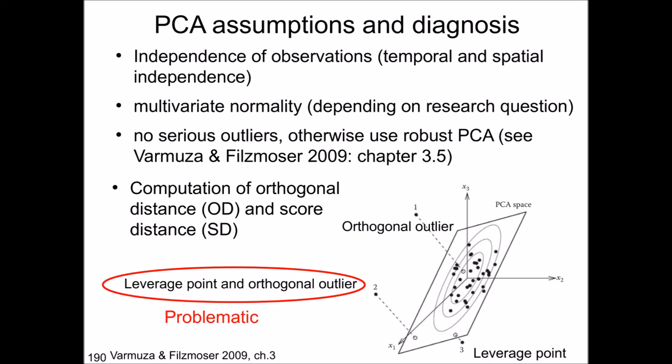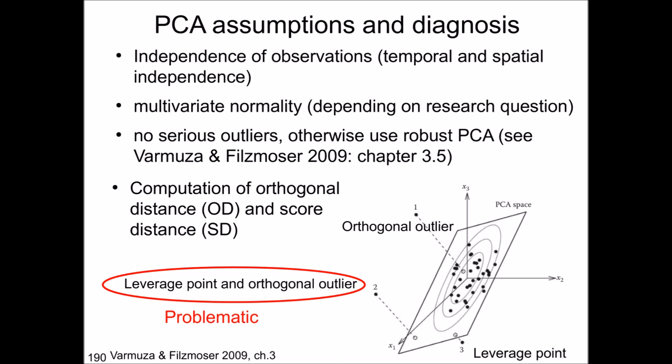In the context of multiple linear regression, we discussed leverage points and outliers from the model. We have something similar in the space of the PCA. On the one hand, we have score distances that are something like leverage points. These are points that are very different in the scores space and in distance to the other objects, so they may have a higher weight in modeling. And we also have orthogonal distances, that is the difference to the PCA space. These orthogonal outliers are displayed as deviation from the PCA space in the figure.